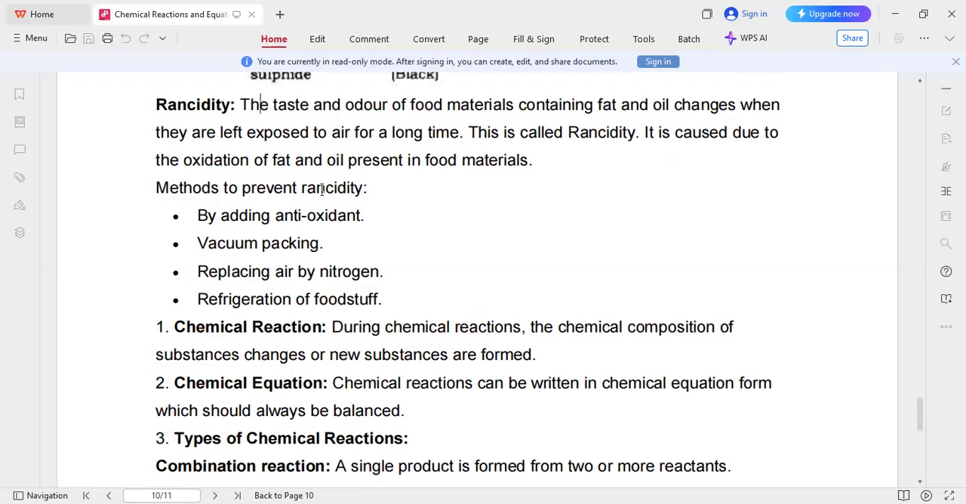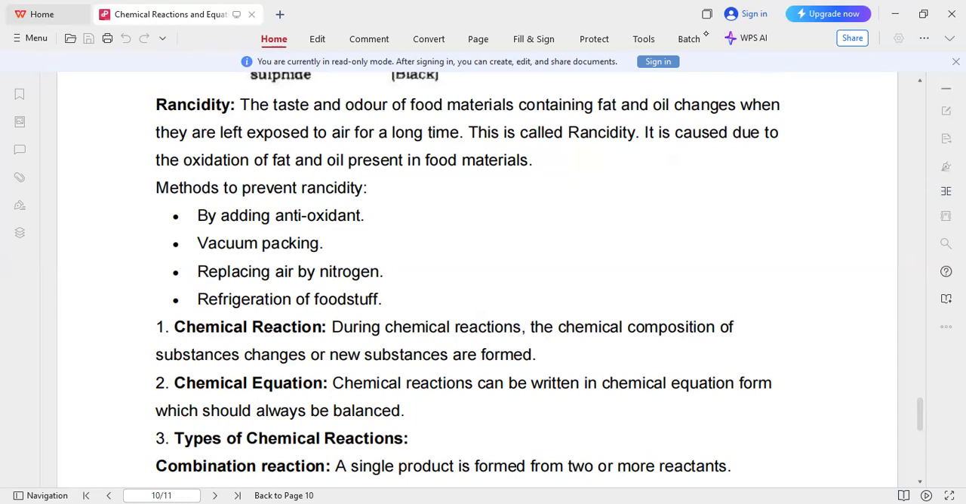Next, we can prevent this rancidity, children. How? First method, by adding antioxidants. Second, by vacuum packing, means an airtight container. If the container is airtight, oxidation cannot take place, children. Next, by replacing air with nitrogen. You can observe this in chips packets like Kurkure and Lays, where they flush the packet with nitrogen gas. Next, by refrigeration of foodstuffs. At low temperature, oxidation can be prevented. So these are the methods to prevent rancidity, children.